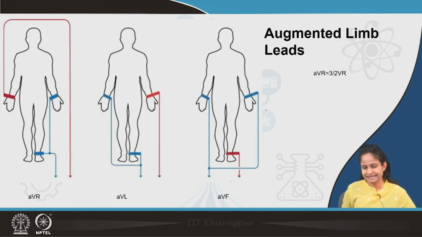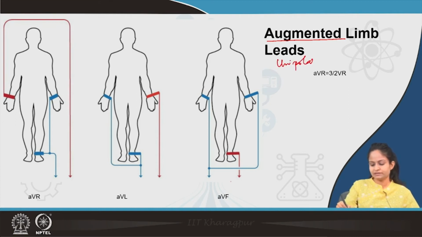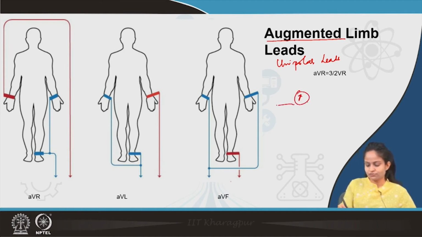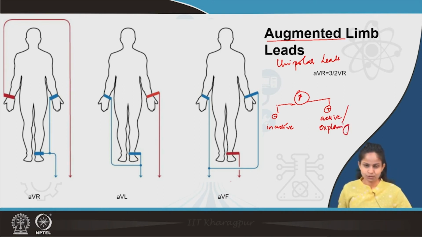Now, coming to the augmented limb leads. As I told you, augmented limb leads are known as unipolar leads. Now, what does unipolar leads mean? Bipolar leads mean the 2 electrodes are active across the voltmeter. Now, in case of a voltmeter, if one is connected to the negative, the other is connected to the positive. Suppose this negative electrode is inactive and this positive electrode is active, or it is also known as the exploring electrode, which will record the voltage at a particular point.